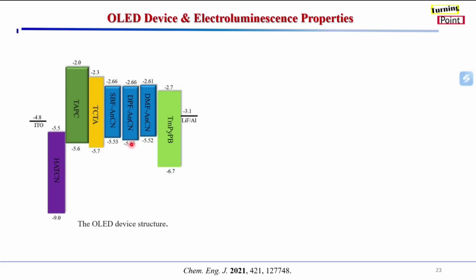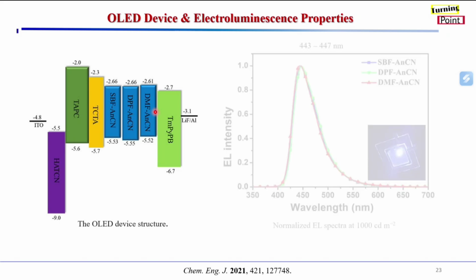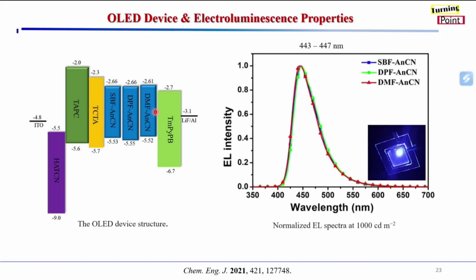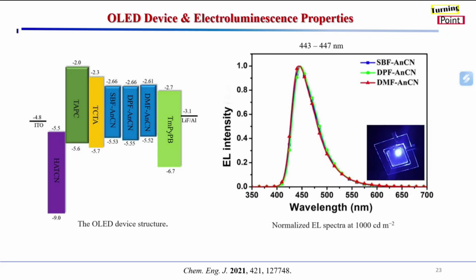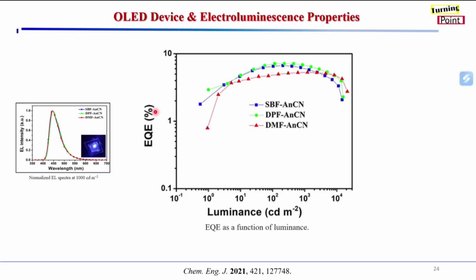After that, they made the non-doped OLED device where they use these three molecules as the emissive layer, but it is important to understand that they did not use these three molecules together. They use one molecule in one device. Therefore, here they made a total of three devices using three different emissive layers. And they studied their electroluminescence properties and got deep blue emissions around 443 to 447 nanometer with good external quantum efficiency value.